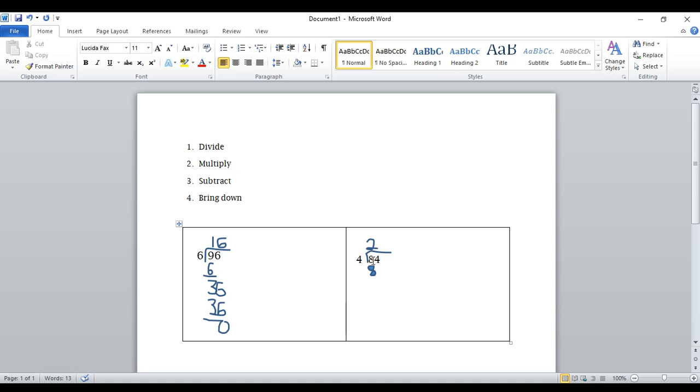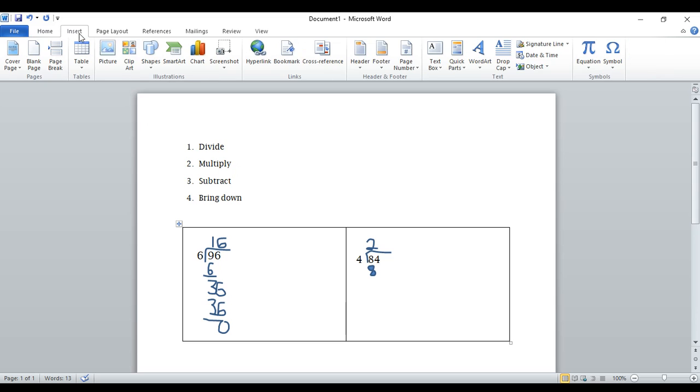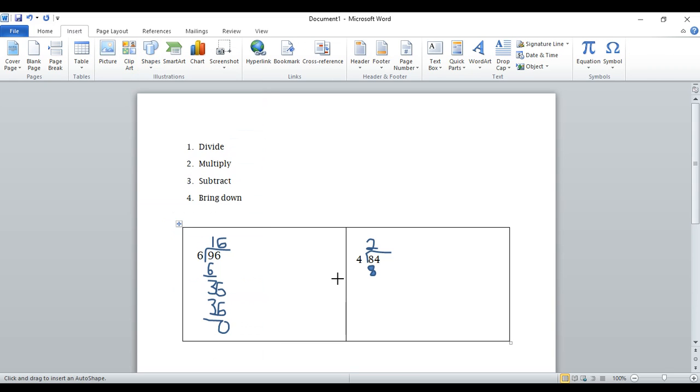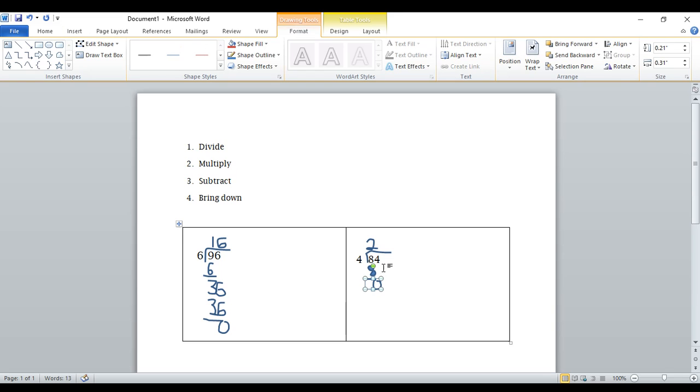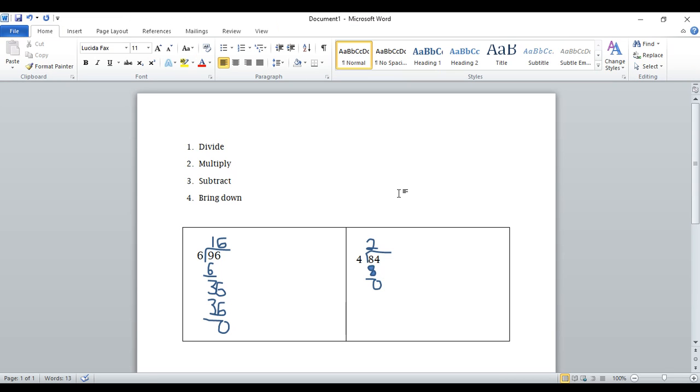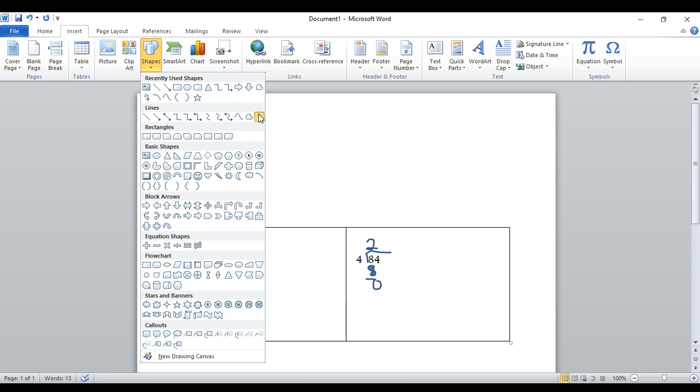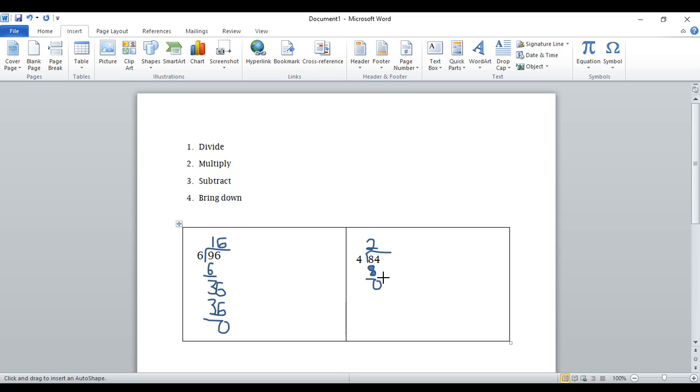And then our next step is to subtract. These are the numbers we're subtracting, 8 minus 8. So 8 minus 8 is 0. So I'm going to draw my line and put a 0 down there at the same time. And then we bring down. And this is the number we're going to bring down right here, this 4. So we're going to write it right next to the 0.